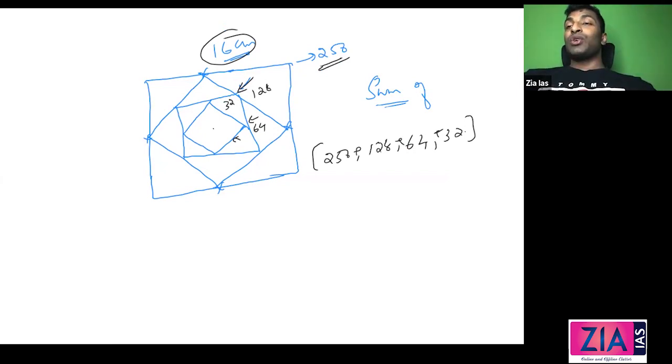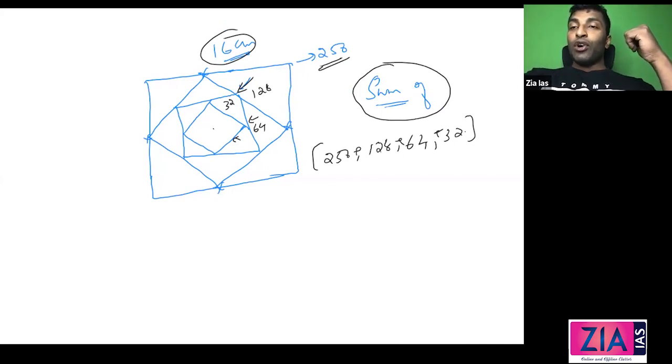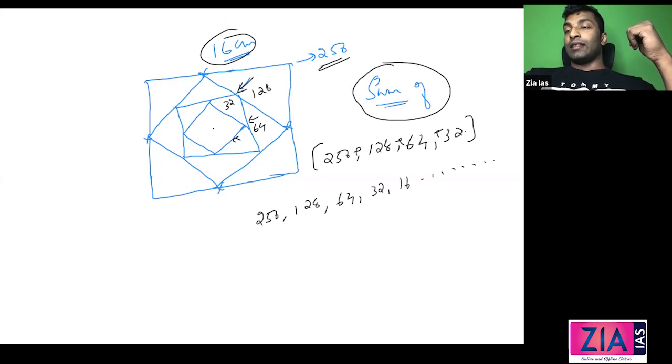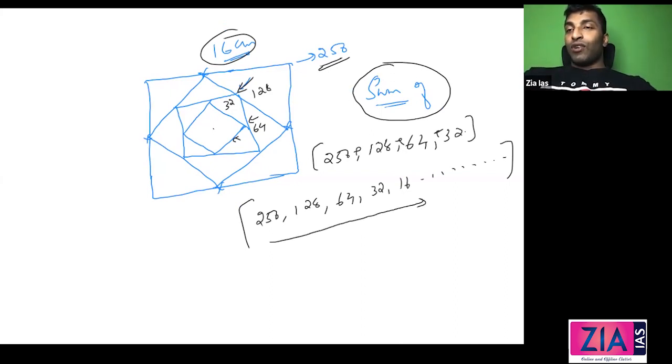So till then, it will continue. Now, if I'm asking you what is the sum of all the areas of all the squares which are formed, what is the answer? It will go like this: 256, 128, 64, 32, 16, and it will keep on going like this. Do you know the answer for this? No, right? But can you get any pattern here? What is the sequence?